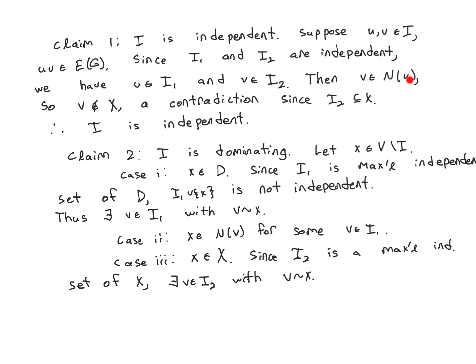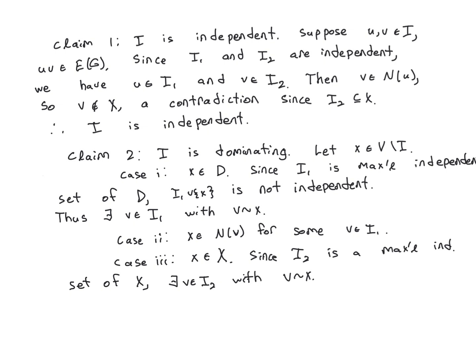Well, then v is in the neighborhood of u. But since I2 is a subset of X, and X consisted of deleting D and all the vertex neighborhoods of I1, we have a problem. Because this implies v is not in X, despite being in I2, which is contained in X. So we have a contradiction. Therefore, the edge couldn't exist, and I is in fact independent.